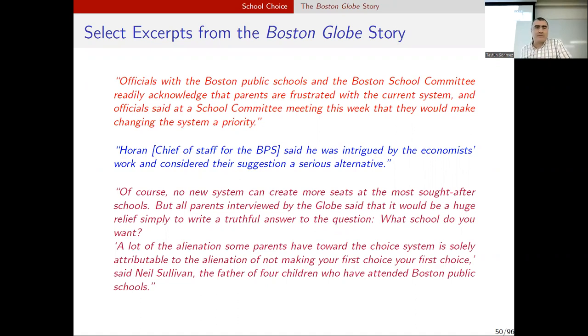Oren, who is the chief of staff, said that he was intrigued by the economics work and considered their suggestion a serious alternative. A parent said all parents interviewed by the Globe said it would be a huge relief simply to write a truthful answer to the question, what school do you want? A lot of the alienation some parents have towards the choice system is solely attributable to not making your first choice. So there were statements like that.